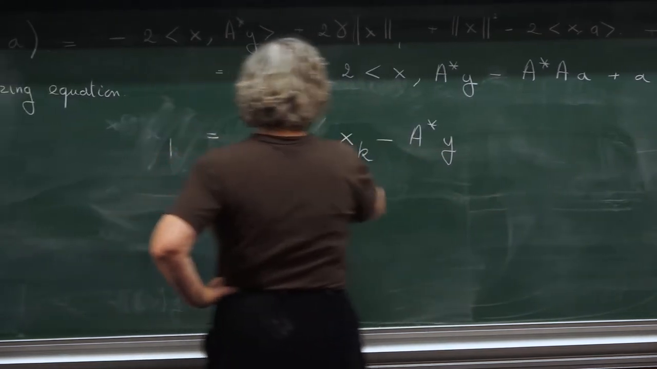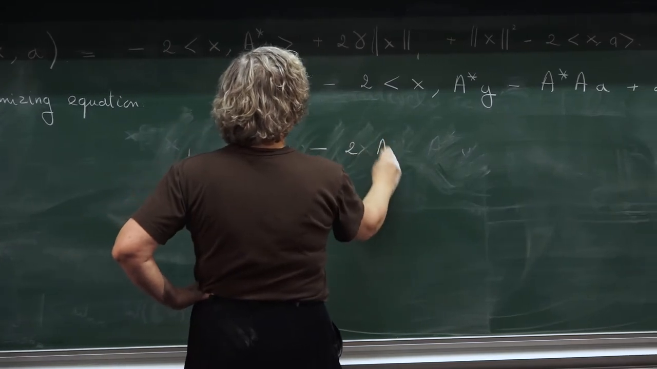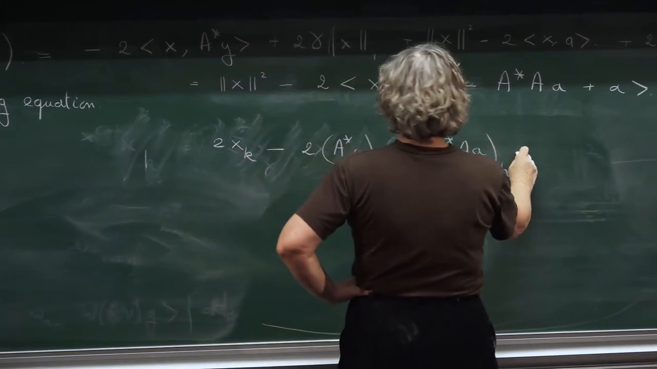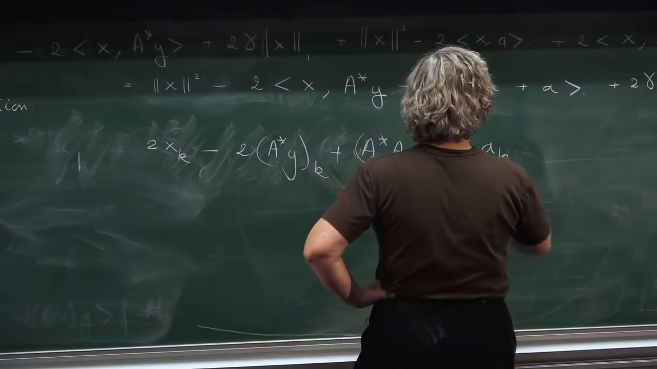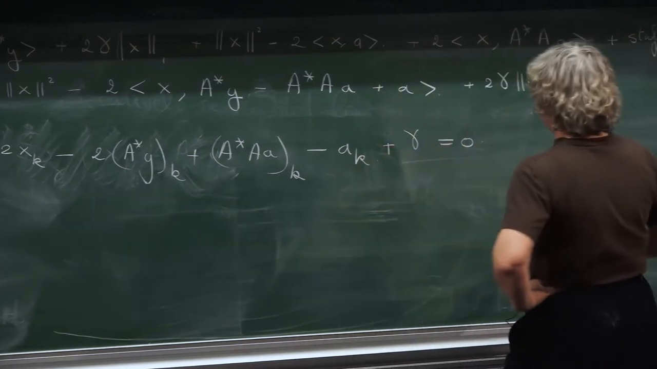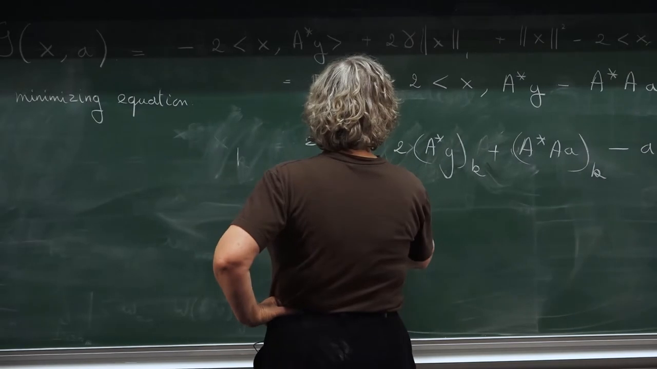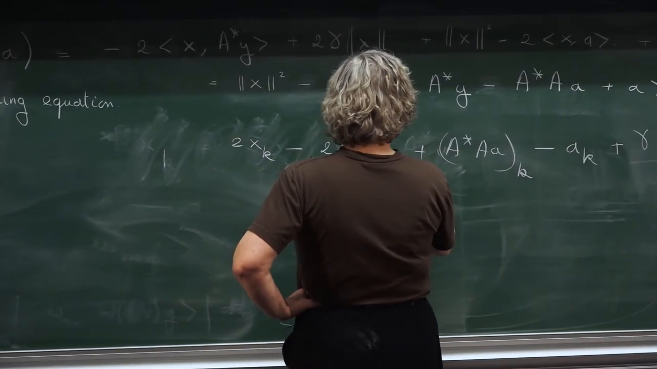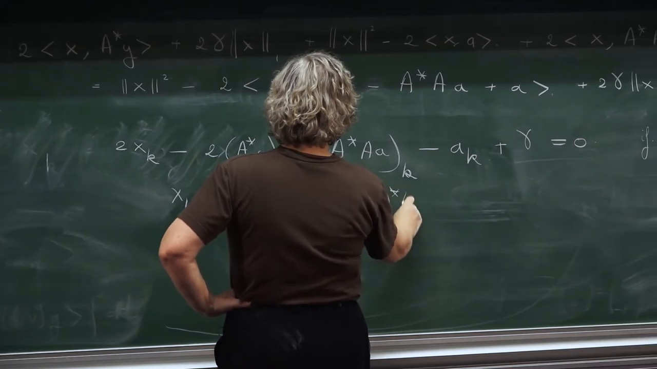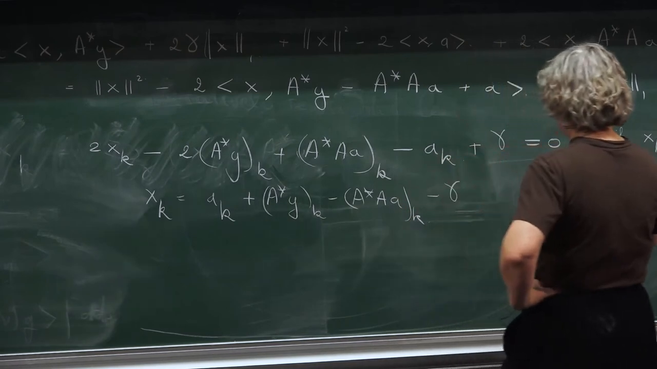Okay, so let's do it. 2xk minus 2 a star y k minus a star a ak, so plus minus a k, and then I have plus gamma is 0 if xk is positive. And so I get xk in that case is ak plus a star yk minus a star a ak minus gamma. And xk needs to be positive.